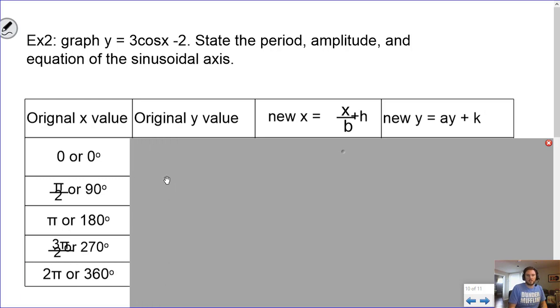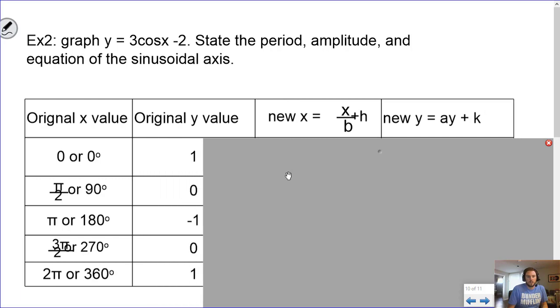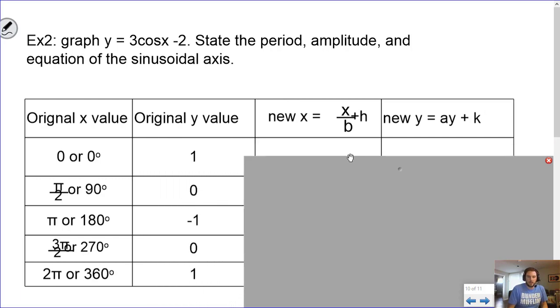So again, what I'm going to do here is I'm going to take a look at my cosine graph, so my original function for these x values. And in this case, it's not giving me any indication up here that I have to use degrees or radians. So I'm going to use radians just to practice. So I'm going to take a look at my cosine values. So my original y values for the cosine graph are 1, 0, -1, 0, 1.